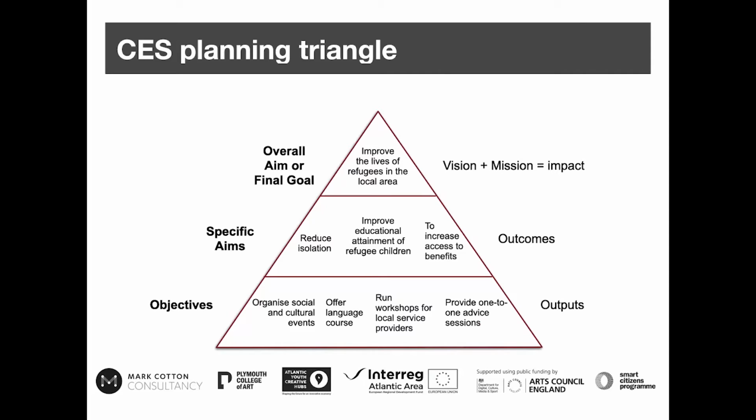So on the screen now, there's a worked example of a CES planning triangle for a social enterprise providing training and advice to young refugees. And as you can see, this clearly differentiates between outputs, outcomes, and the top level aims.